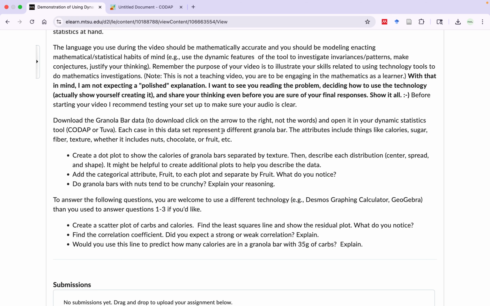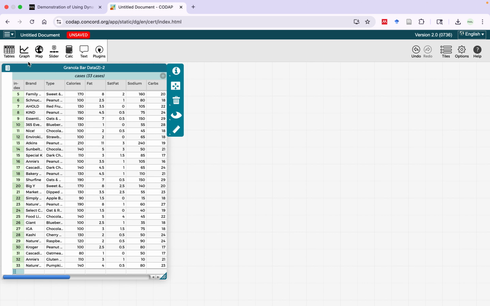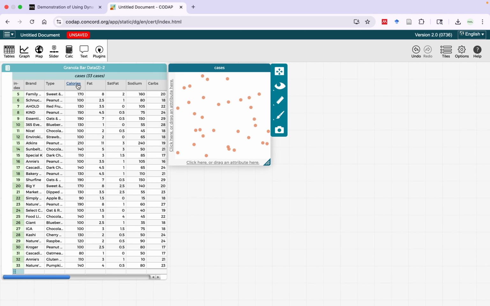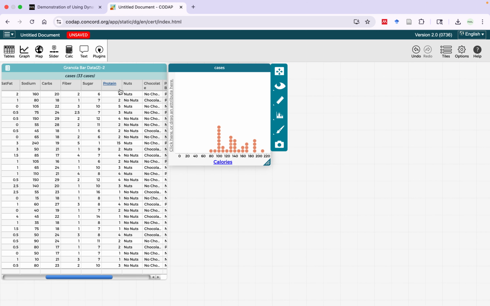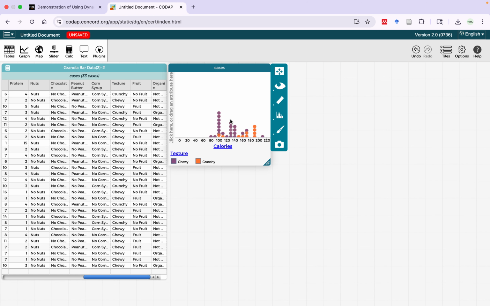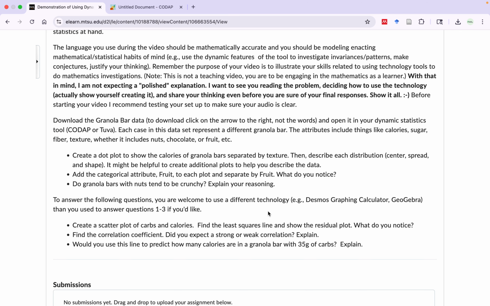But each case in this data represents... Create a dot plot to show the calories separated by texture. Calories. Texture. What was I dragging here? Texture. And then it's just till I get my size.